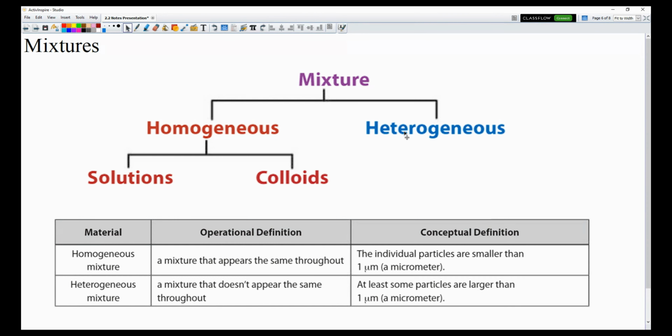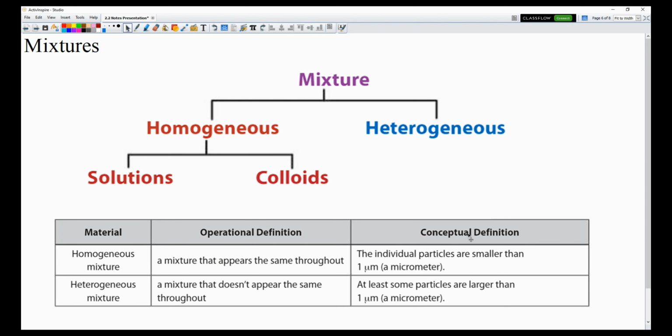So a homogeneous mixture, make sure you have this table written down, is a mixture that appears to be the same throughout. Examples of that would be Kool-Aid, soda. We know that Kool-Aid and soda are made of a lot of things like sugar and flavoring molecules. But when we look at it, we don't see the sugar, we don't see the flavoring molecules. So they appear to be the same throughout the whole mixture. Whereas a heterogeneous mixture is a mixture that doesn't appear to be the same throughout. So we're looking at things like trail mix, things that can be separated out.